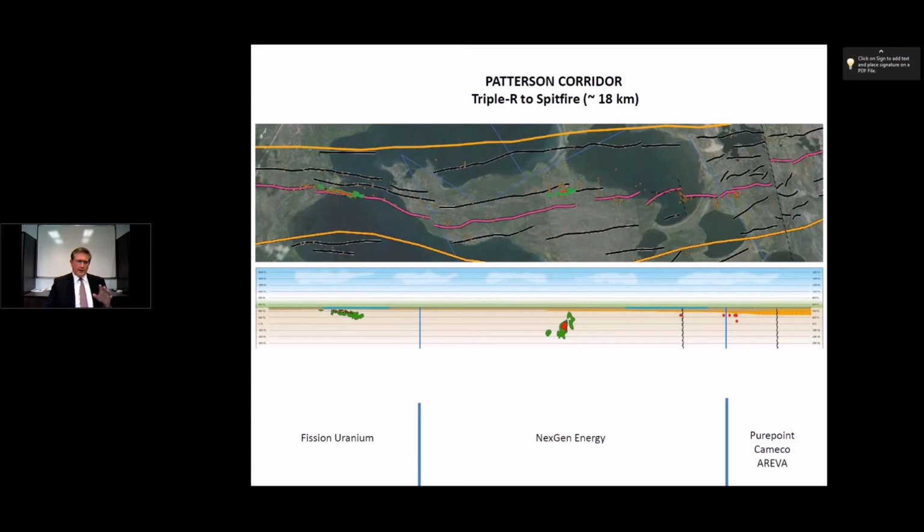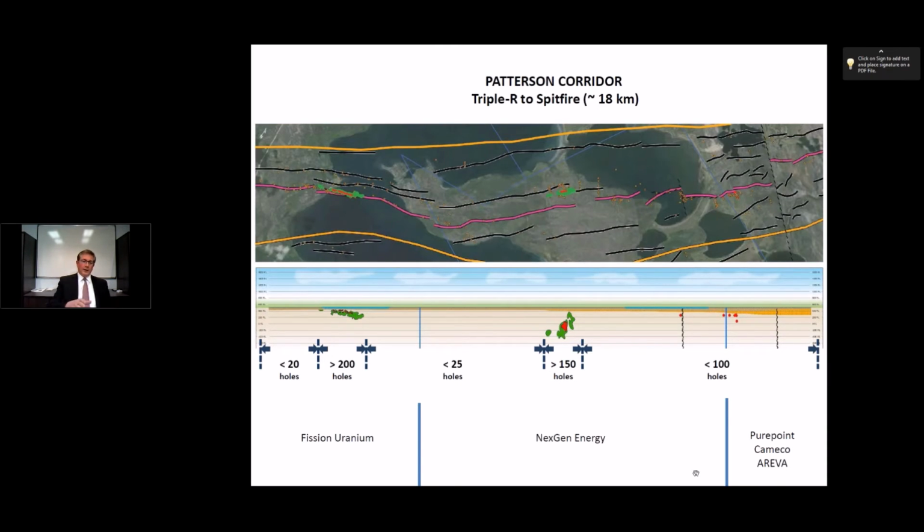So as we look at this, again, the big question is really what is the exploration potential here, and what's the potential for more discoveries as we're looking at the corridor and Patterson Lake in general. And, you know, our first observation is that there's a lot of potential.